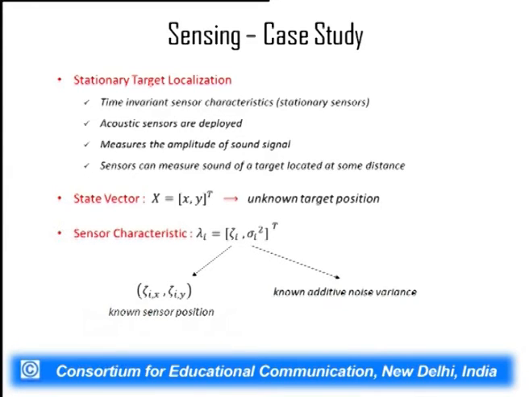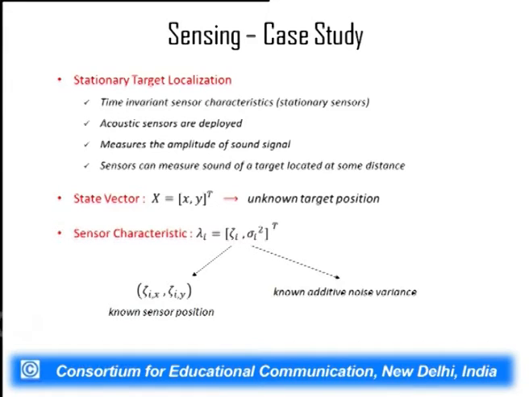And what type of sensors are they? They are acoustic sensors, that is they measure the amplitude of sound of the signal, right? On the basis of measurement of the intensity of sound, they are going to find out where the location of the target is.